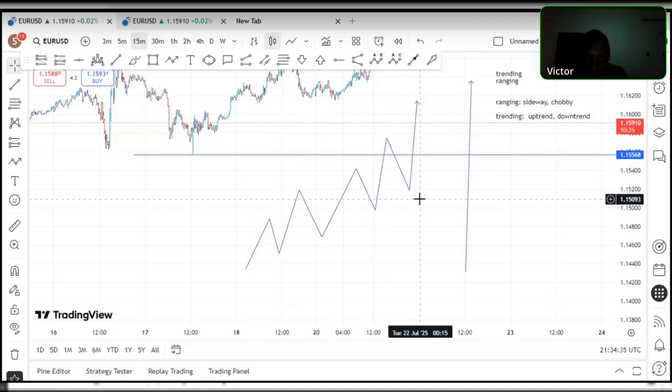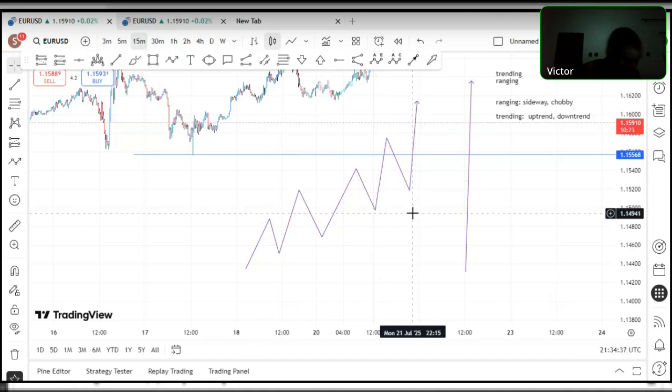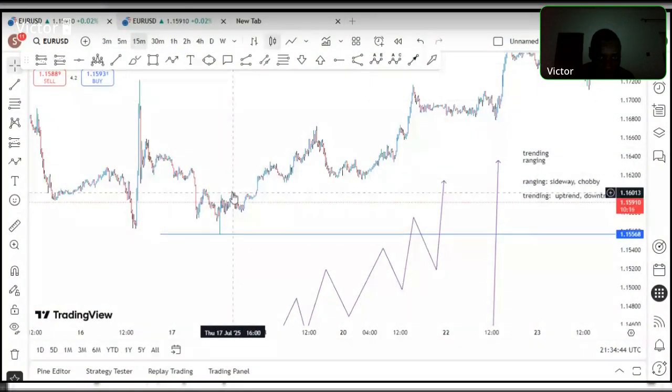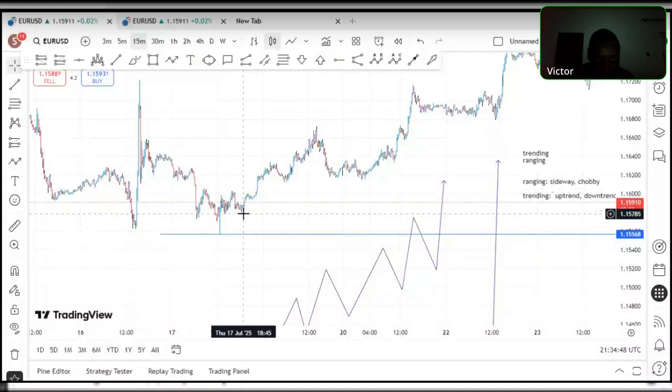Do you guys understand that? It's very simple. So let me use the rechart. From here now we have price to this point. Then down. This point is a key level, and it came up here.